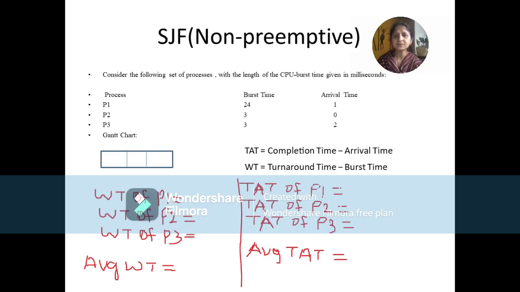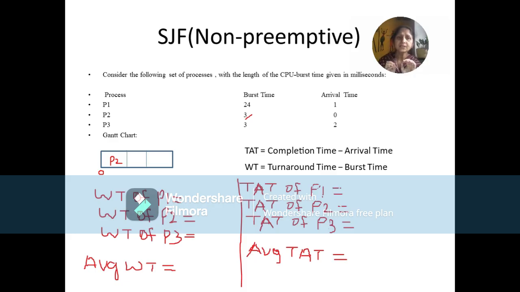So in this case, which is the first process which has come at time 0? The process P2 has arrived at time 0, and that means it is the first process that will get a chance to get inside the CPU. So let's draw the Gantt chart. At time 0, process P2 gets a chance to get inside the CPU. What is the burst time of process P2? The burst time of process P2 is 3. Though it is shortest job first, it is non-preemptive.